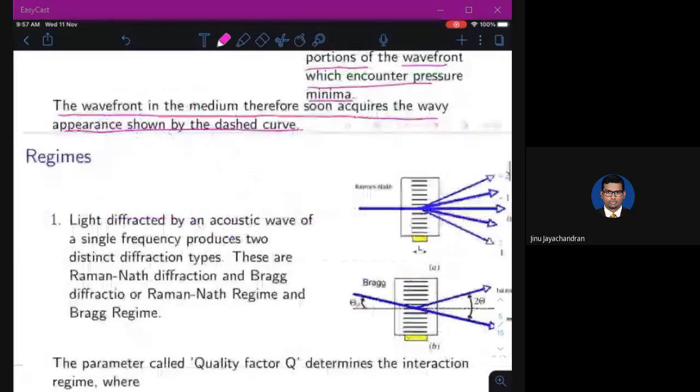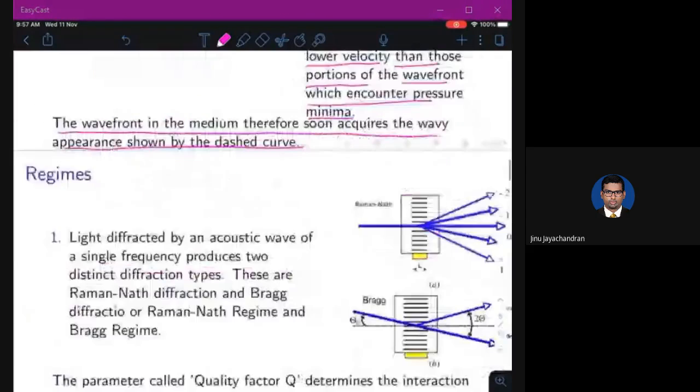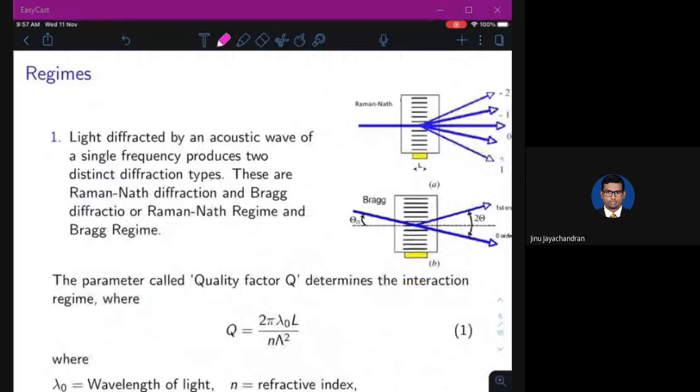Okay, so this is the basic of the acousto-optic effect, and we are going to see two such modulators. One is called Raman-Nath, another is Bragg, and those are based on something called the Raman-Nath regime and Bragg regime. Okay, so the light diffracted by an acoustic wave of a single frequency produces two distinct diffraction types. Okay, and these are Raman-Nath diffraction and Bragg diffraction, or Raman-Nath regime and Bragg regime. So there's an N here. Okay, so what does it mean?